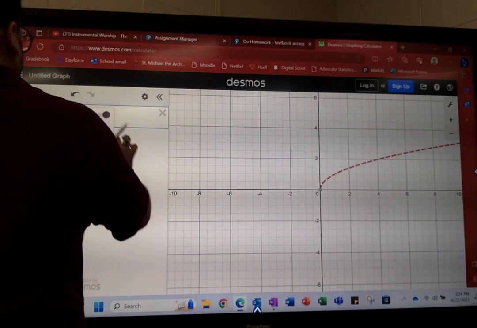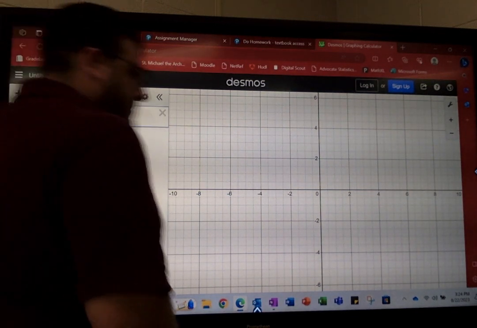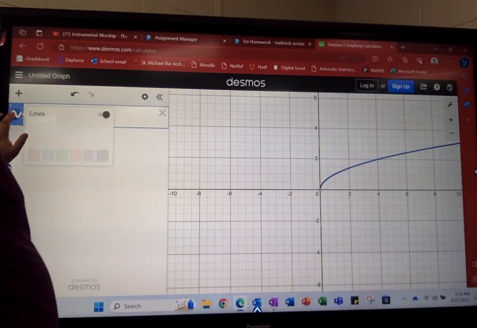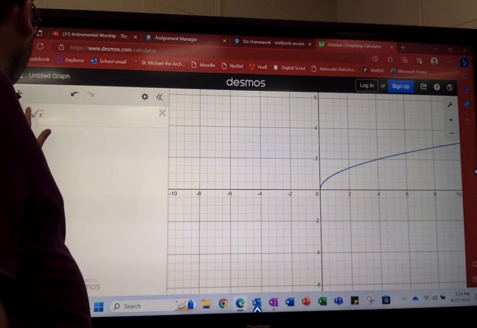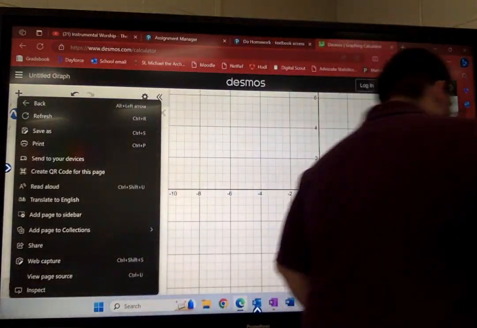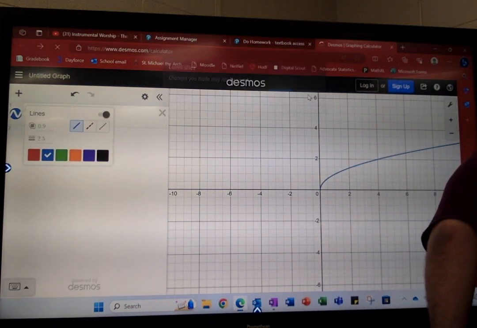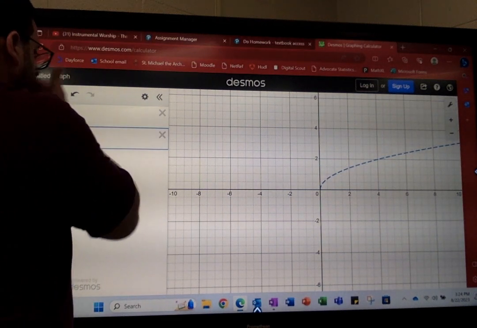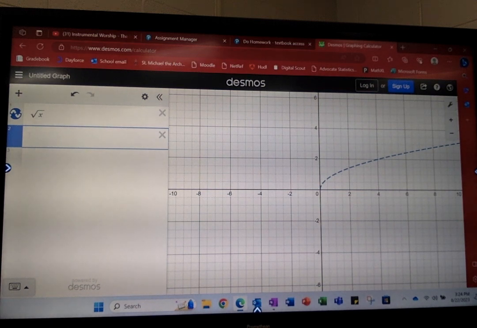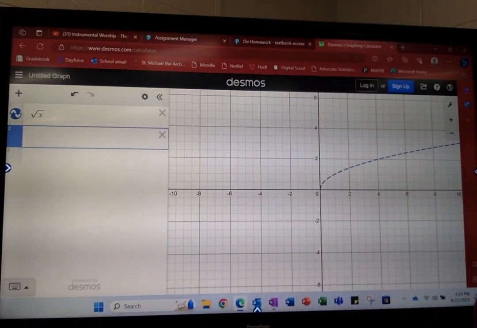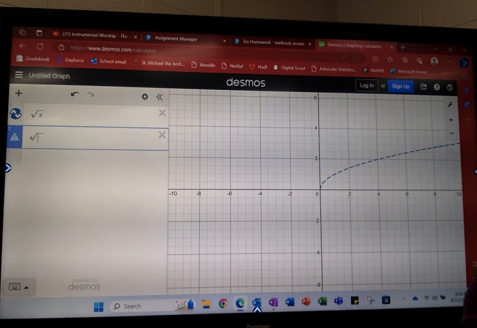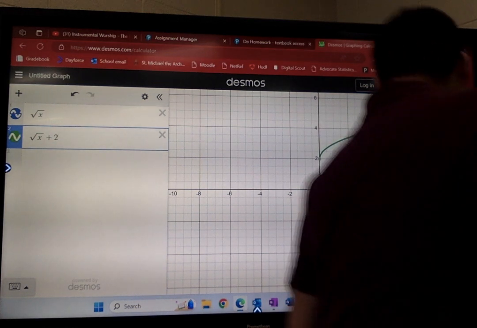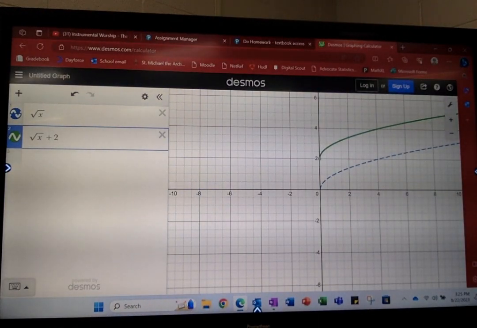Now I'm going to go ahead and add another line here. Square root of x. Change that to a dotted line. There we go. Okay. Now I'm going to conduct a vertical shift 2 units up. So that means I'm going to take my function and add 2 to the outside of it. And there you go. There's my vertical shift 2 units up.